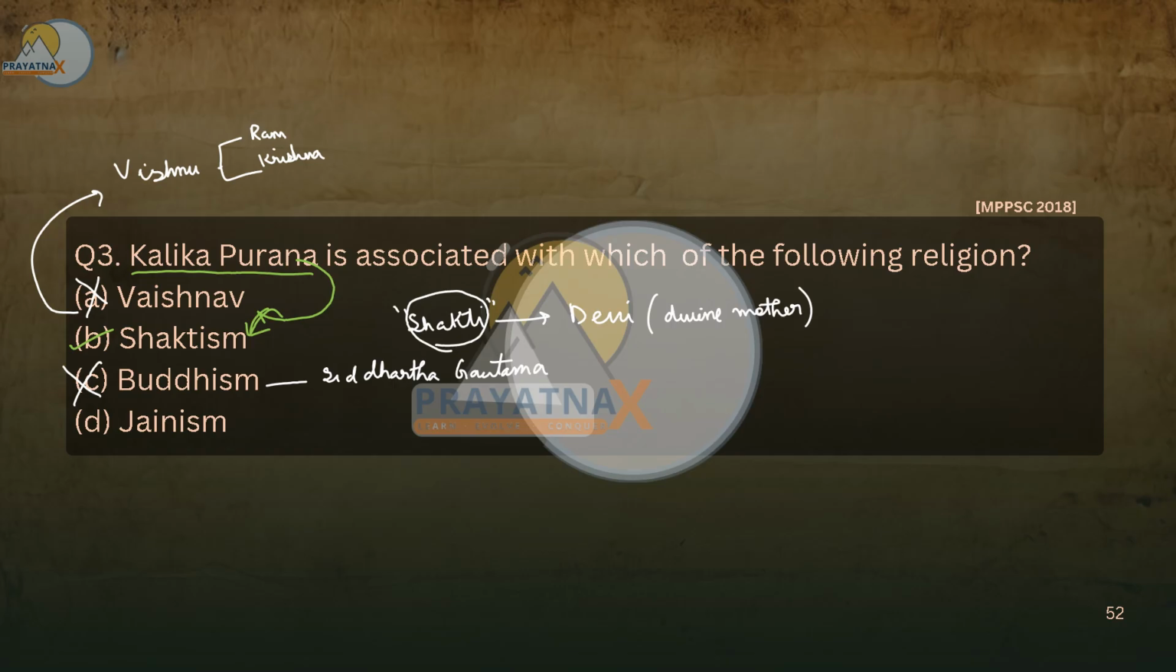And Jainism, of course, is also another distinct ancient Indian religion which emphasized principles such as non-violence and asceticism. Now, like Buddhism, this does not worship Hindu goddesses like Kali as it is described in the Kalika Puran. Its practices are very separate. So, this won't be the correct option either. Thus, Shaktism was the correct answer. Moving on to the next part.